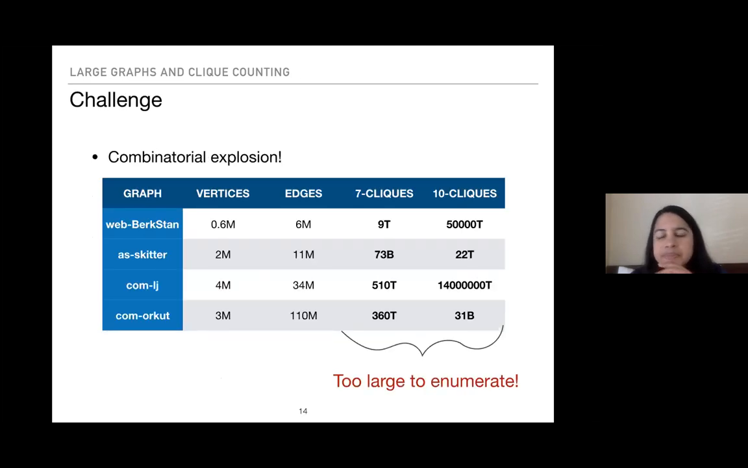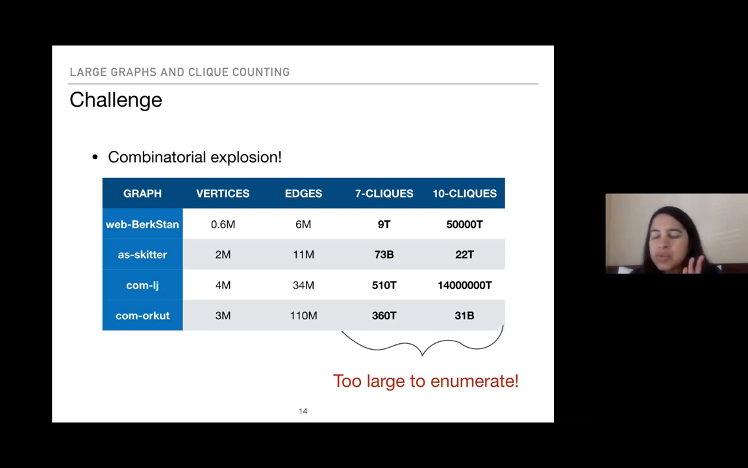So a lot of work has been done for counting 3-cliques. Some of that has been generalized to counting 5-cliques. And more recently, there has been work that has tried to generalize this beyond k equals 5. Some of it has succeeded to count up to k equals 13, but not beyond that.